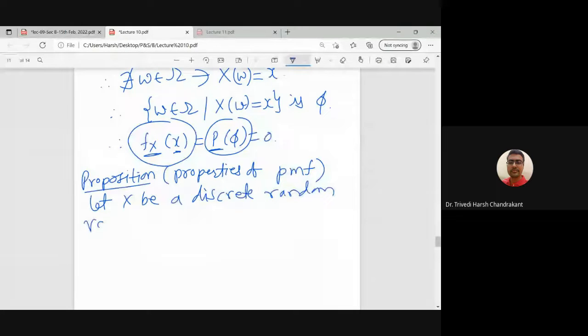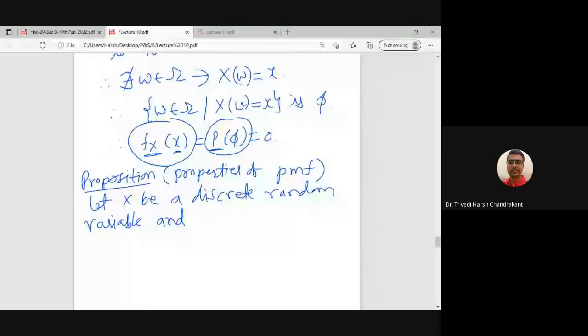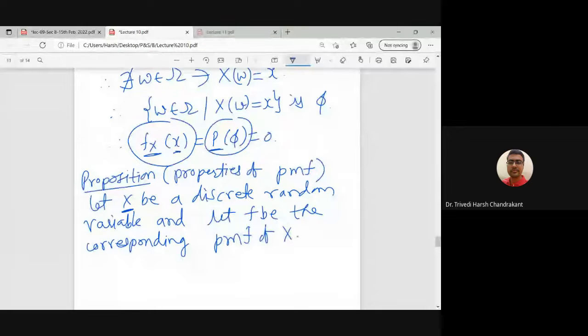And f_X, so simply we write f, right? If we know which X we are discussing, then simply we write the probability function to be f. And let f be the corresponding probability mass function. Then the following holds.